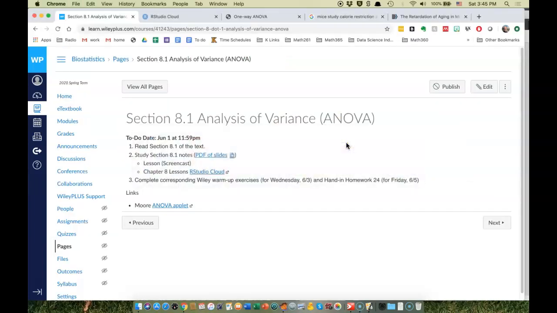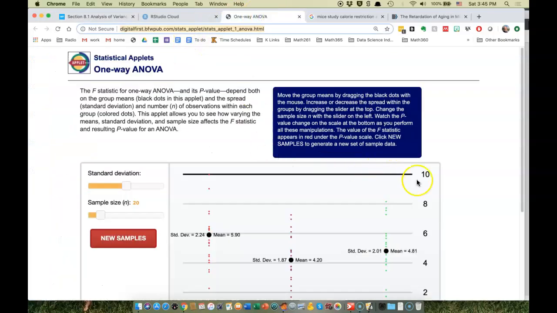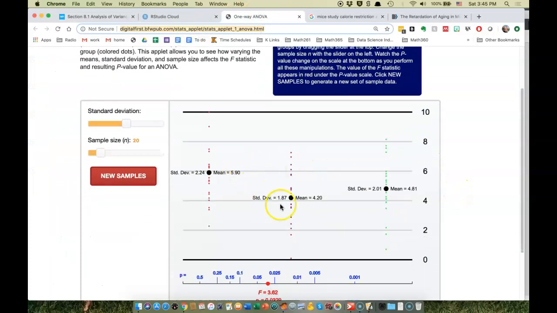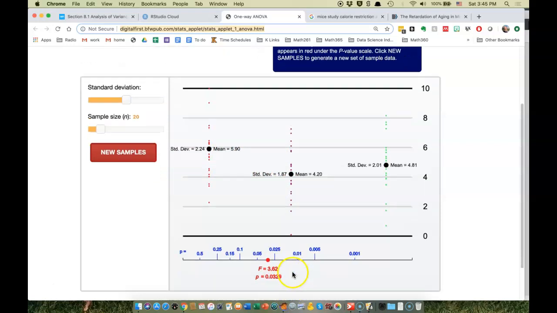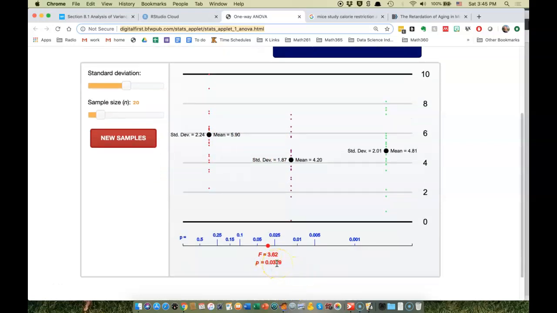Let's go back to the applet that I showed you last time. I still have the link here under the section 8.1 lesson. And that's a one-way ANOVA idea. So we've got these differences in the means between three groups. Right? Sample sizes were 20, and there's some standard deviation that looks to be around 2 or so. Now, here's a difference. The p-value is relatively small.